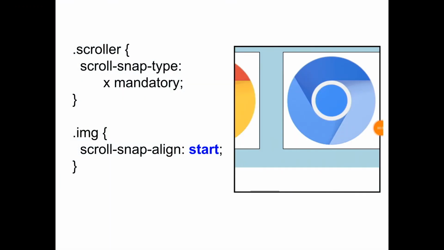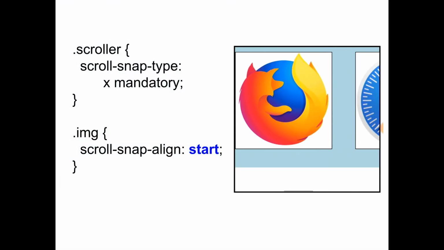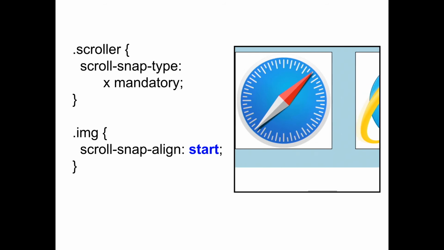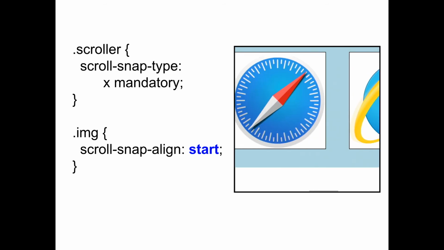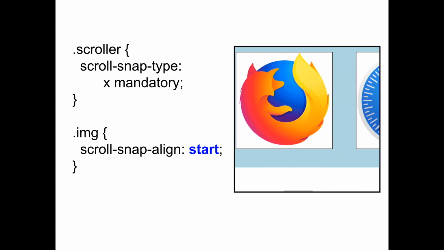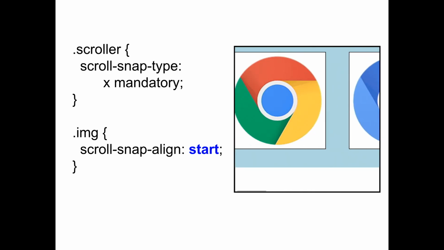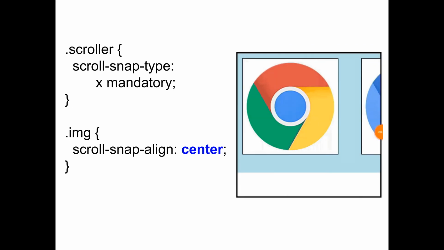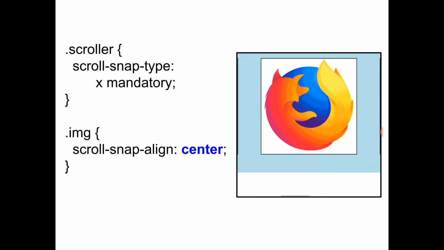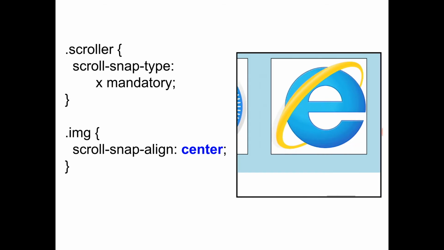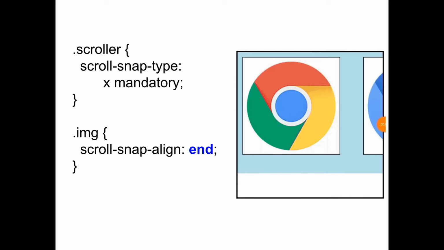In this example, the scroller has a scroll snap type of x mandatory, meaning that it snaps horizontally, and it always stops at the snap position. And for the images, it has a scroll snap align of start, so they always start aligned. And now with changing the scroll snap align to center, the images are center aligned. And now they are unaligned.